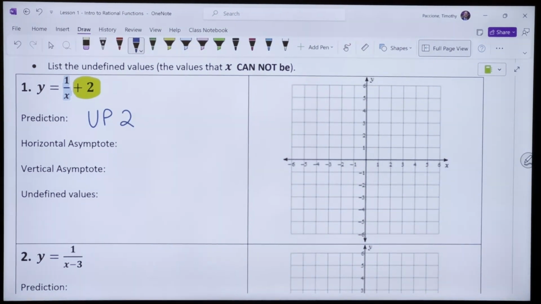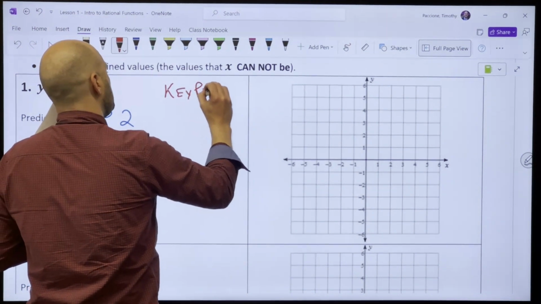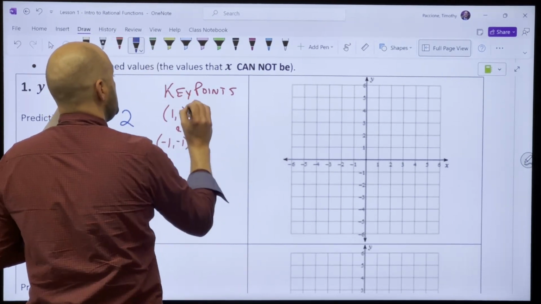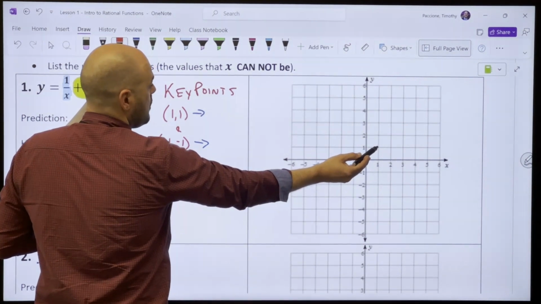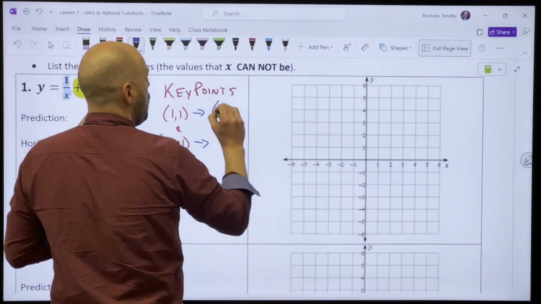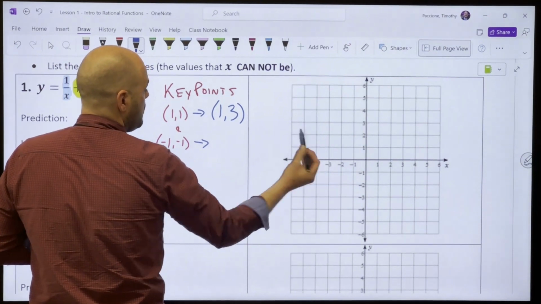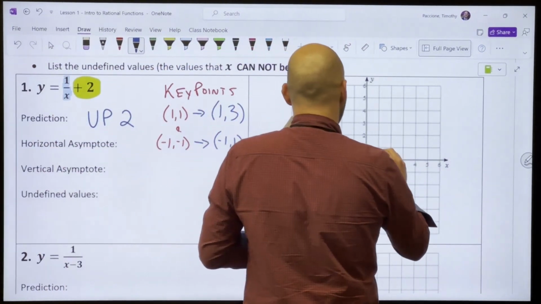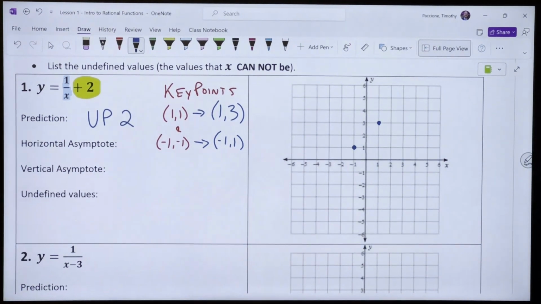Now, the horizontal asymptote, actually, before we get there, our key points, well, they were 1, 1, and -1, -1. Now, they're going to change, right? They're going to go up 2. So if normally I was at 1, 1, and I went up 2, I would end up where? 1, 3. And if I'm at -1, -1, and I go up 2, where am I at now? -1, 1. Okay, so all I'm doing is moving those up 2. So my new key points are 1, 3, and -1, 1. So I add those to the graph, my new key points, right? Those are the key points moved up 2.